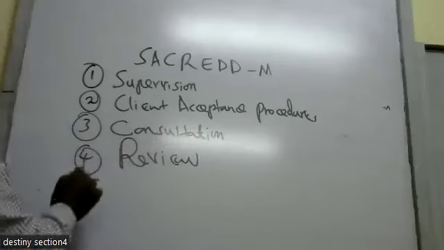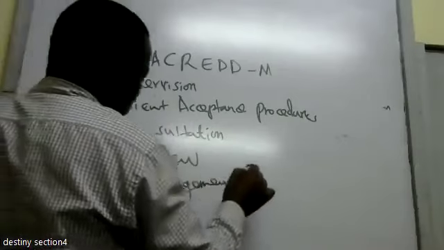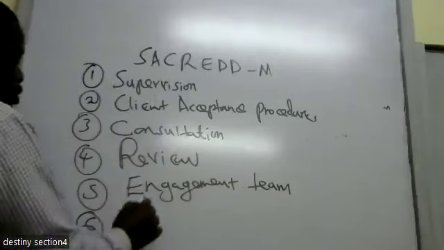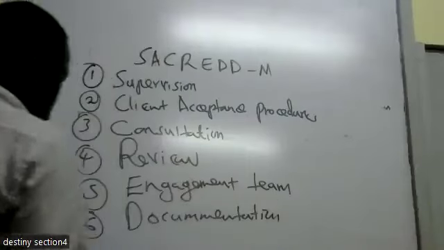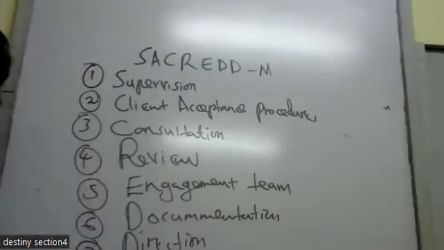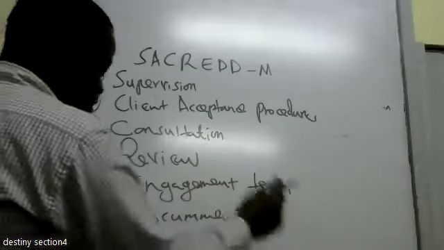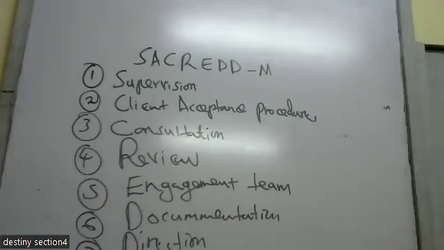Then 5 is the engagement team. Then the next one is documentation. Paragraph 7 is direction. Then the last one, 8, is monitoring. So once we have this, it's quite easy to identify the procedures that can be taken across those areas of quality control procedures.